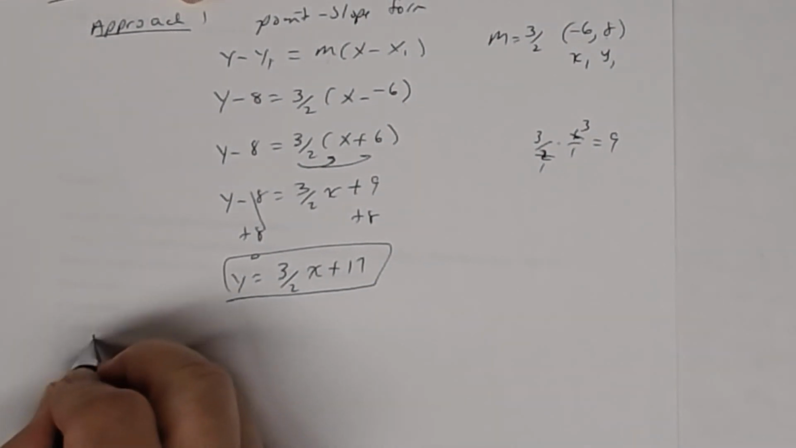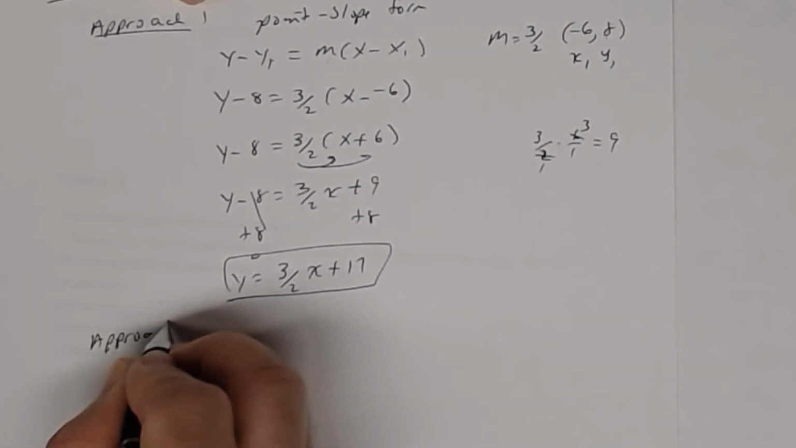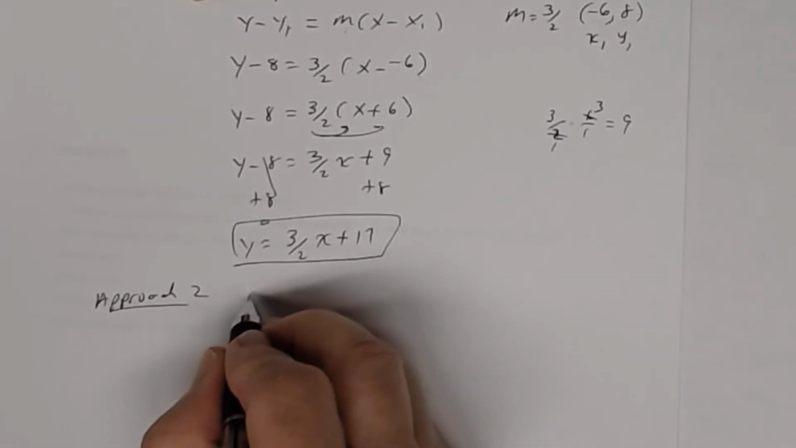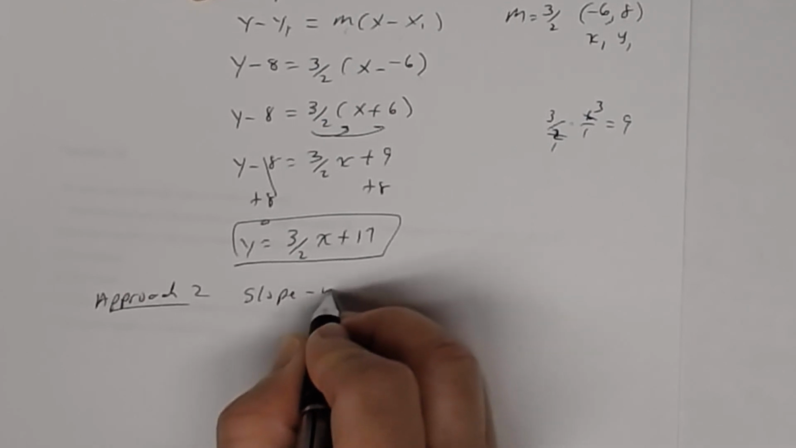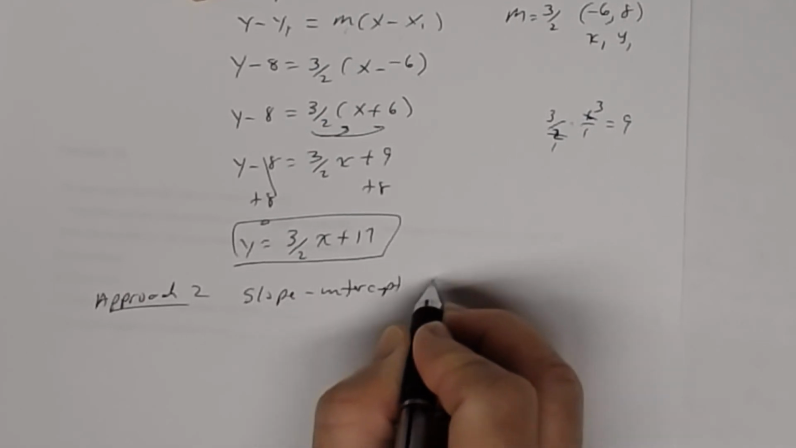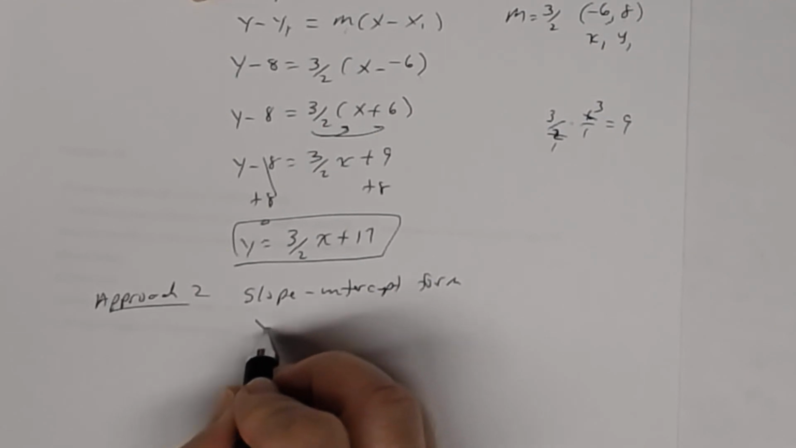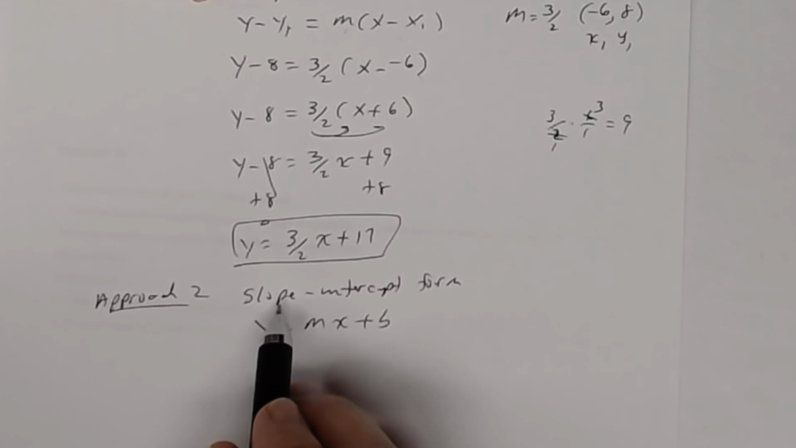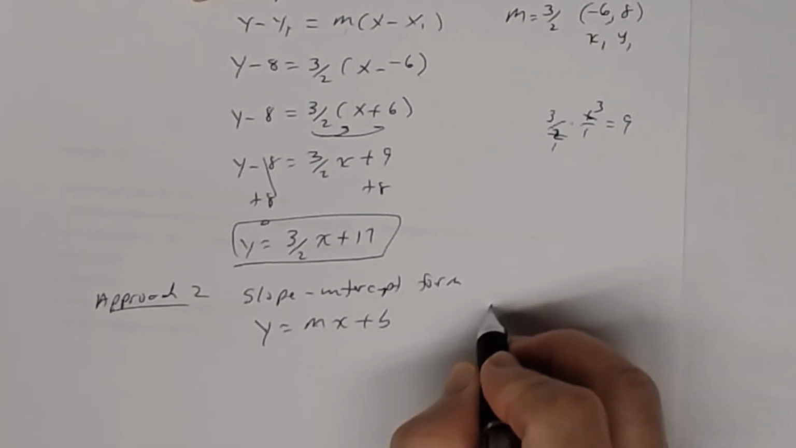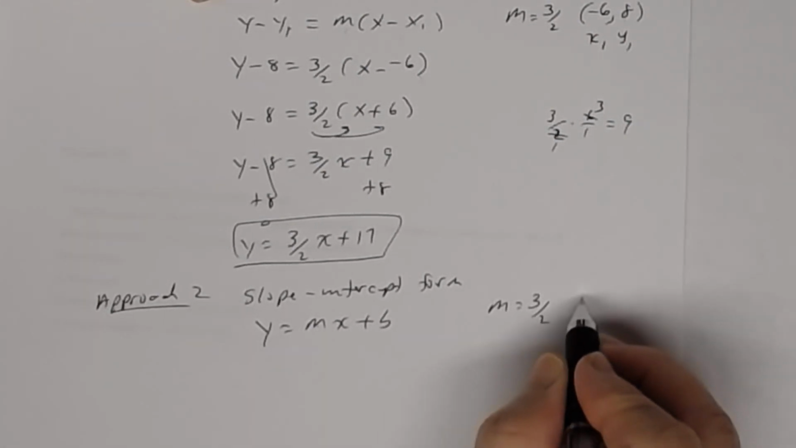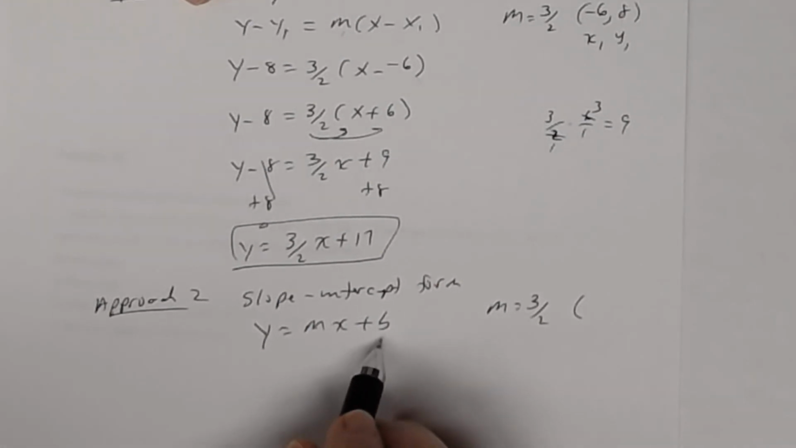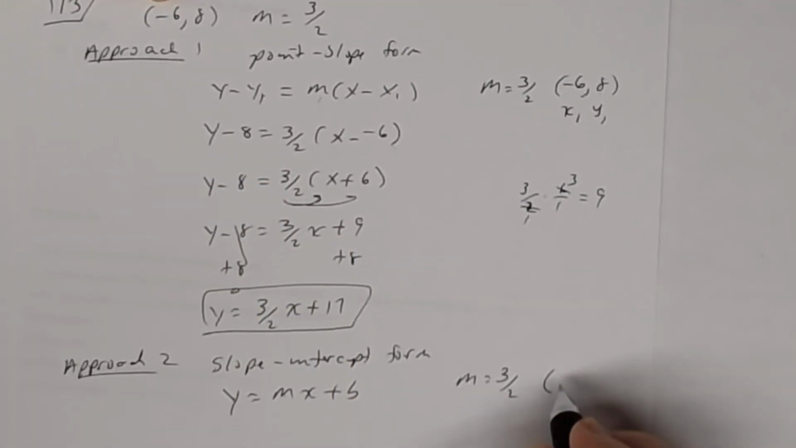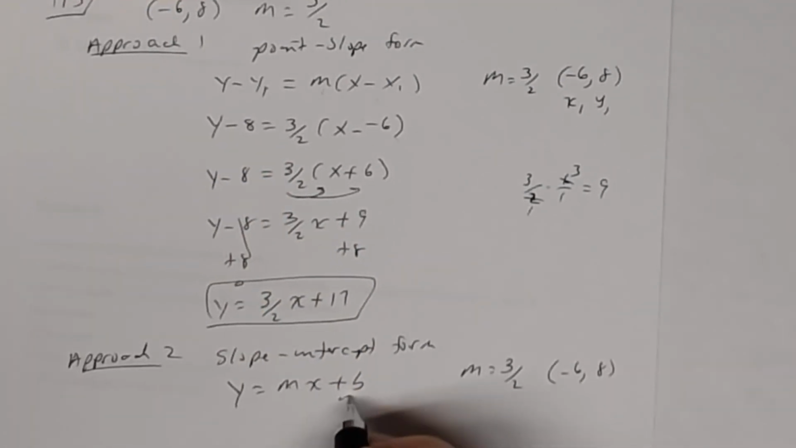The other approach that some of you probably used is this one, approach 2. So approach 2 is to actually use slope-intercept form. And so when you use slope-intercept form, remember slope-intercept form is y equals mx plus b. So to use slope-intercept form, you have to know the slope of the line, which I do. The slope of the line is 3/2. But you also have to know the y-intercept, which I don't. All I know is that a point on that line is (-6, 8). That's all I know. So I've got to find b.